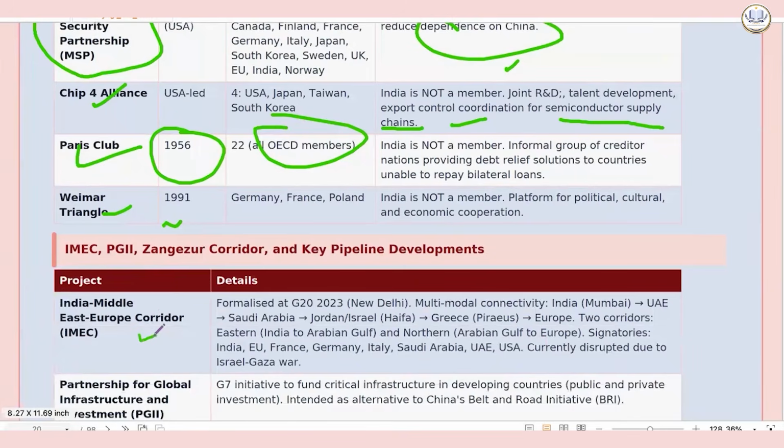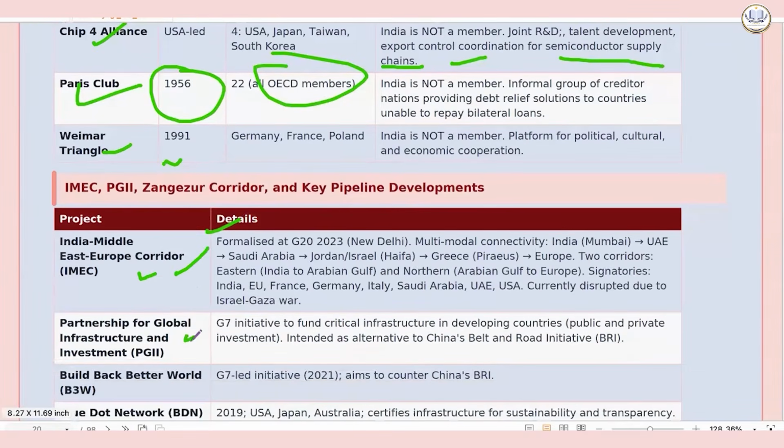Then some other organizations and corporations. India-Middle East-Europe Corridor. It was formalized in the G20 Presidency of India, 2023. Multimodal connectivity from India, Mumbai, to UAE, Saudi Arabia, Jordan, or Israel, Haifa, then Greece, and then Europe. So 2 corridors: eastern will be India to the Arabian Gulf, and northern, Arabian Gulf to Europe. Signatories were India, EU, France, Germany, Italy, Saudi Arabia, UAE, USA. Currently disrupted due to the Israel-Gaza war.